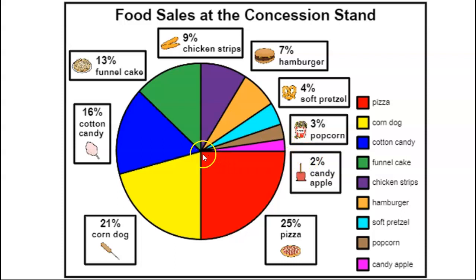And this big slice, our biggest slice of all, is showing pizza. Pizza is 25% of sales, the biggest percent. Okay, so we're going to answer some questions about our pie chart, about percentages.